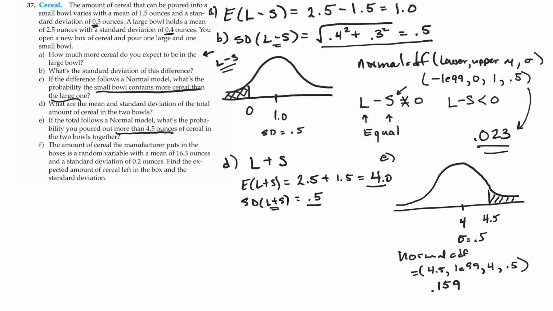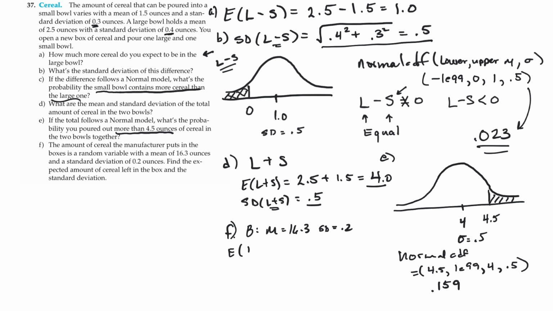Okay, if we keep on going, last part, we are at part F. This says, what if we had the box of cereal? The box of cereal has a mean of 16.3 ounces and a standard deviation of 0.2 ounces. It wants to know if we were to take the box of cereal and pour out these two bowls, how much would be expected to be left in the box, and of course the standard deviation to go along with it. So we're investigating a new distribution.